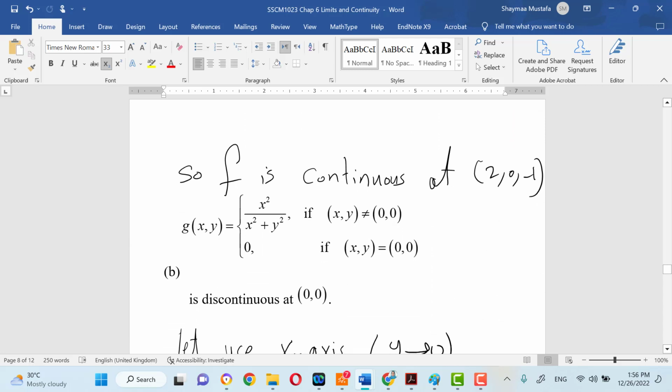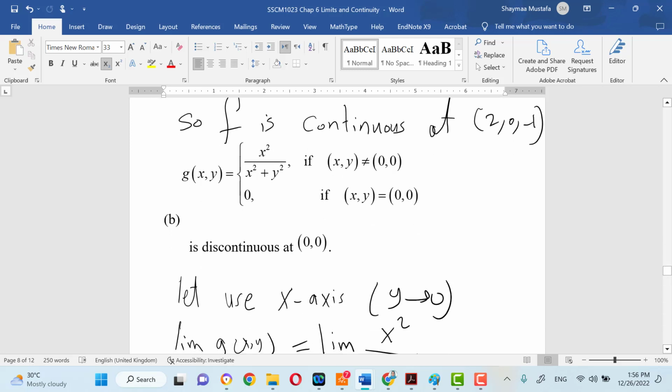Okay, now I need to prove that this function is discontinuous. Discontinuous means one of the conditions is not satisfied. Either the limit does not exist, or the limit exists but is not equal to the value of the function at (0, 0). So first we need to check if the limit exists or not. This is the function x squared over x squared plus y squared.